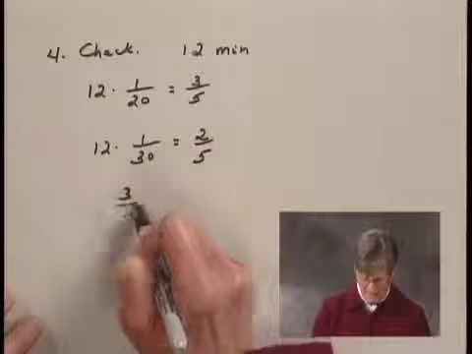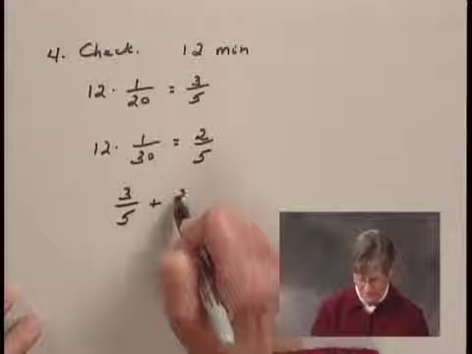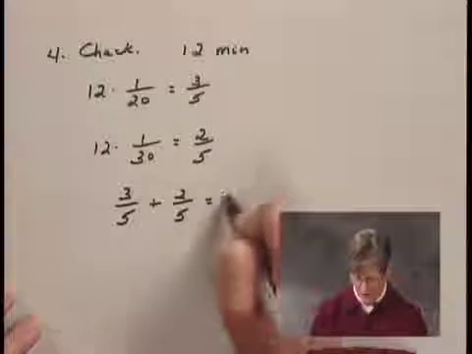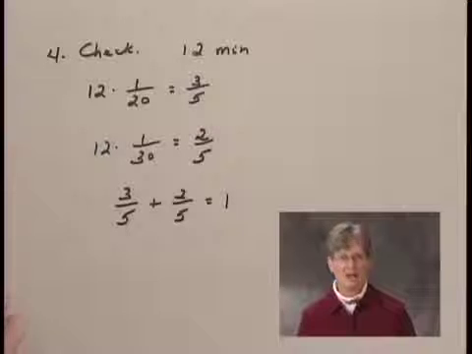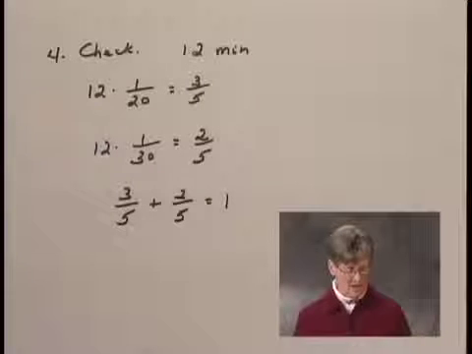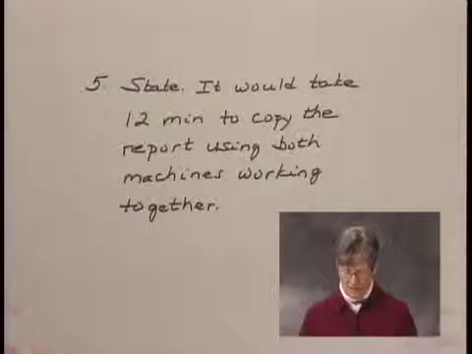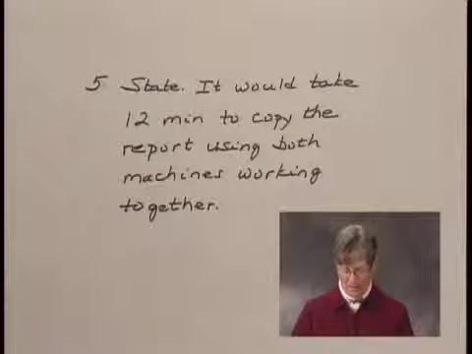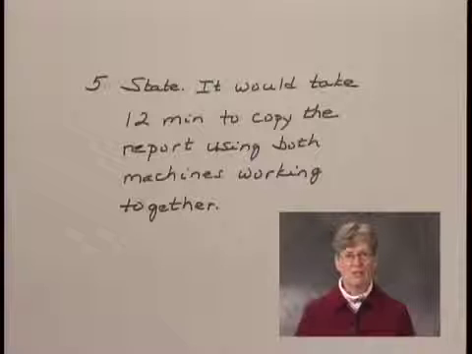And together then in 12 minutes, they do 3/5 of the job plus 2/5 of the job, or one complete job. So we know that we have a correct solution. And let's state that solution. It would take 12 minutes to copy the report using both machines working together.